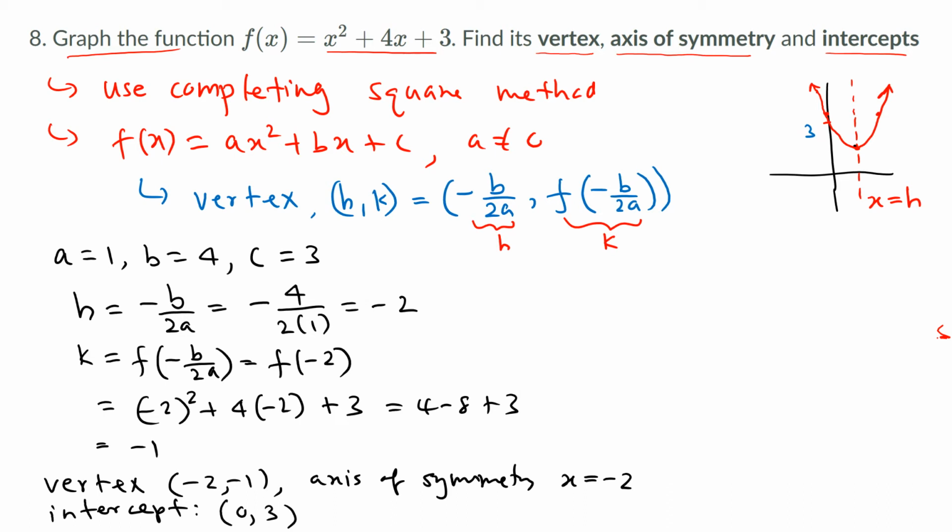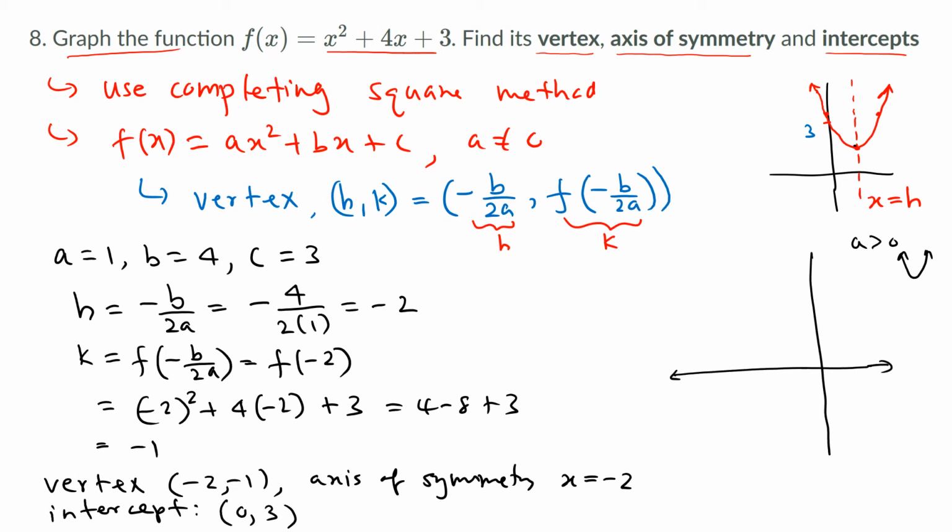Okay, so we have all three pieces of information. Now we can easily graph the function. We have the vertex at negative 2, negative 1, the axis of symmetry is x equal negative 2, and the y-intercept is 3. So let's look at the graph. Also, a is positive. Since a is positive, it's concave up, so the graph goes up. Having all that information, we can now easily graph the function.